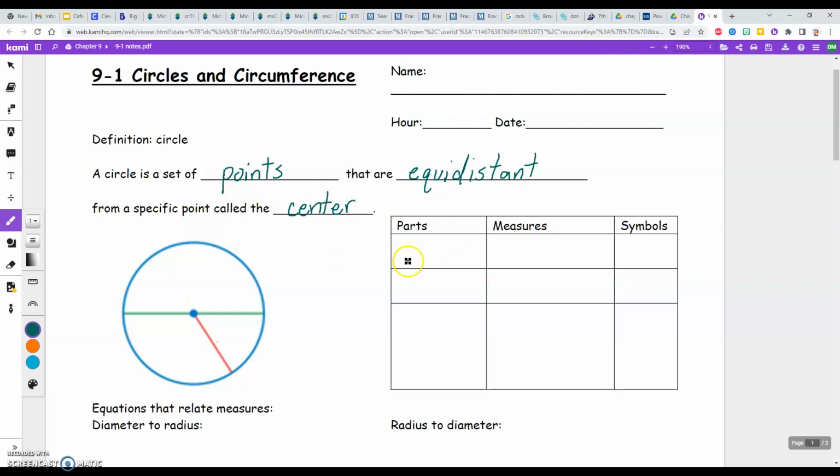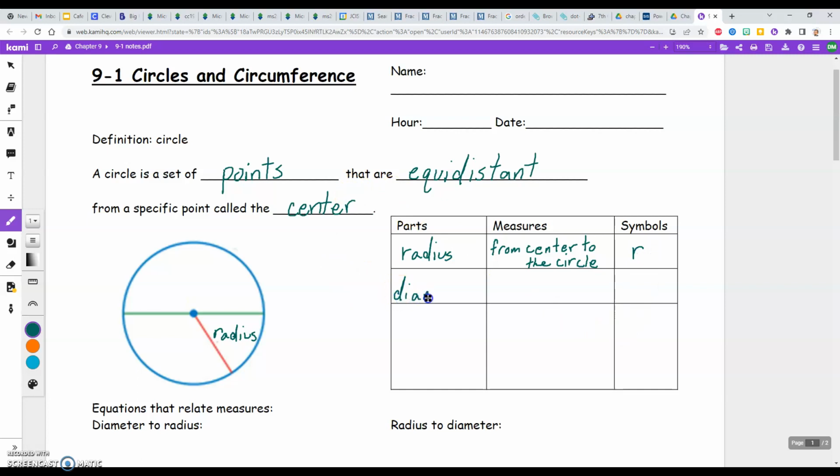So checking things out here, in our circle here we've got several parts. We're going to start with the radius down here in red. The radius measures from the center to the circle, and the symbol for that is lowercase r.